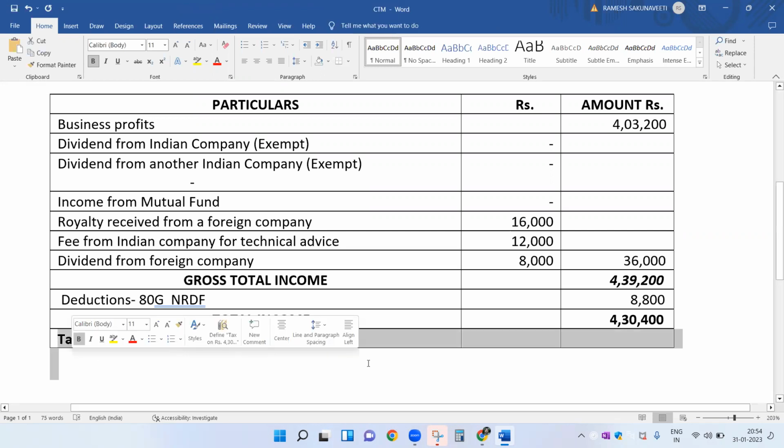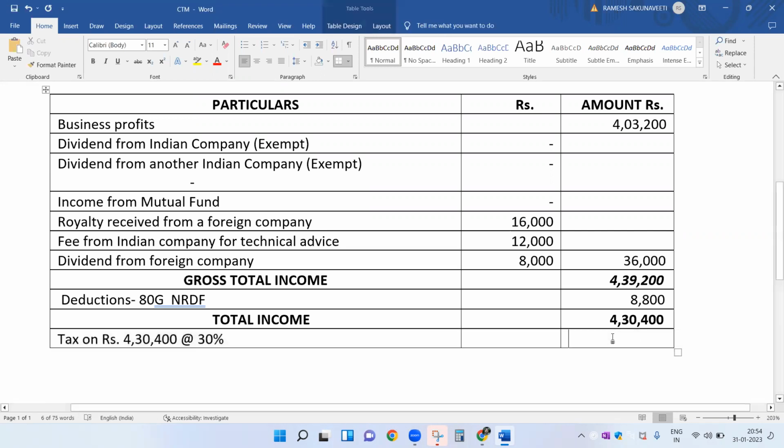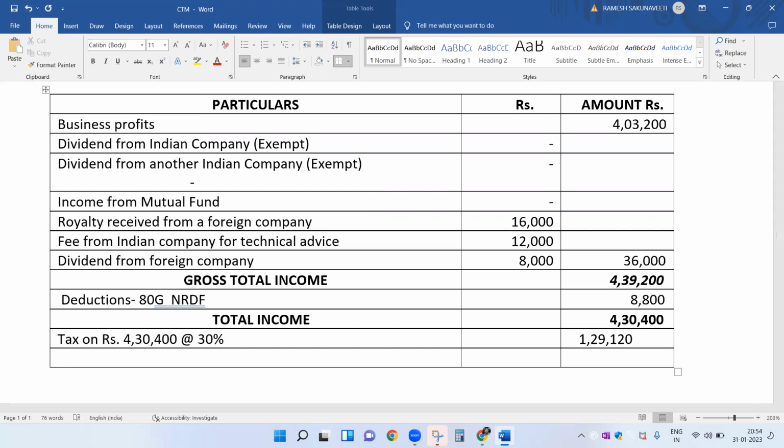Sir, it's 1,29,120. 1,29,120. Okay. Another thing is also there. Surcharge is going to be there in case of companies. But please remember, in our problems we will not find it; if the amount is more than 1 crore rupees, we have to pay a certain amount as surcharge. Normally in our problems we will not find surcharge, but as a procedure, we have to add surcharge. You show it as nil, that's all. Plus surcharge, nil.